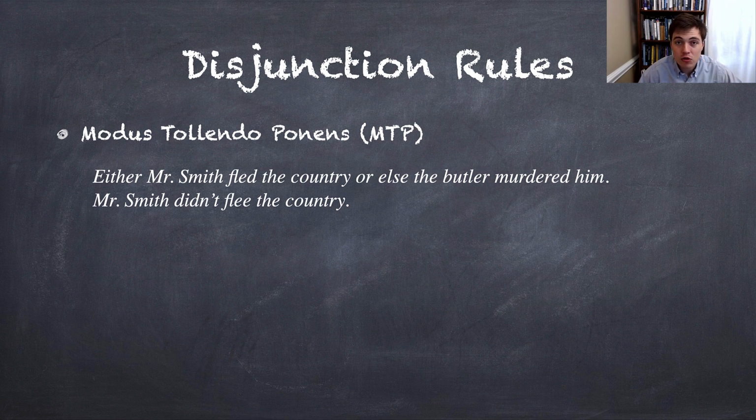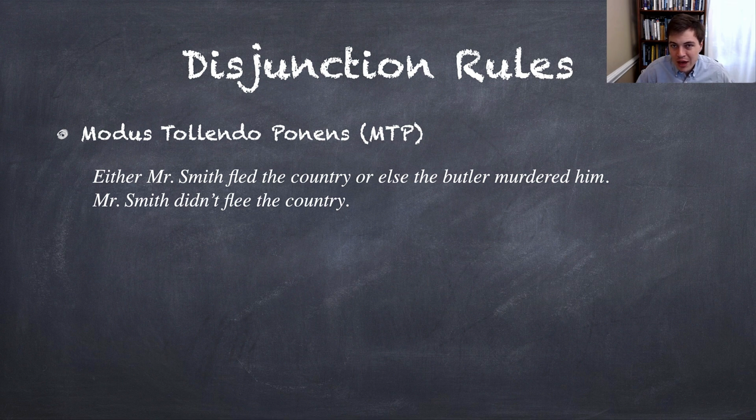suppose you know that either Mr. Smith fled the country or else the butler murdered him. Mr. Smith is nowhere around to be found. Using my detective skills, I know that either he fled the country, because he would be here if he were in the country, or I've always been kind of suspicious of that butler, so maybe the butler murdered him. And then you discover, well, Mr. Smith didn't flee the country.